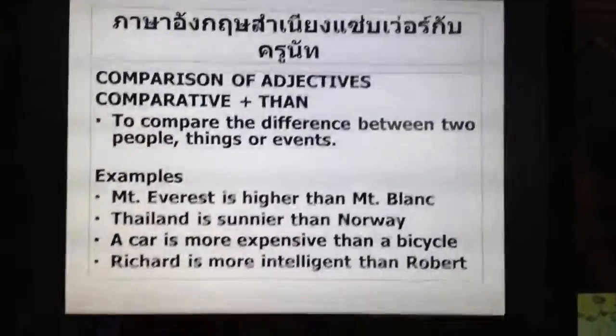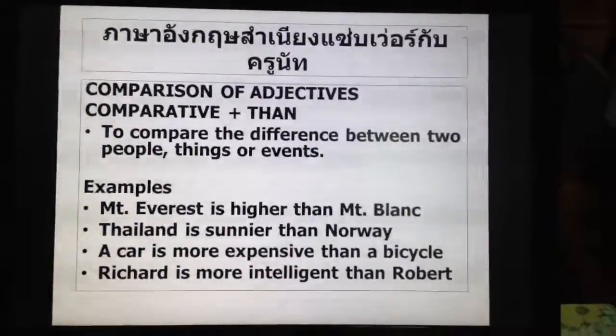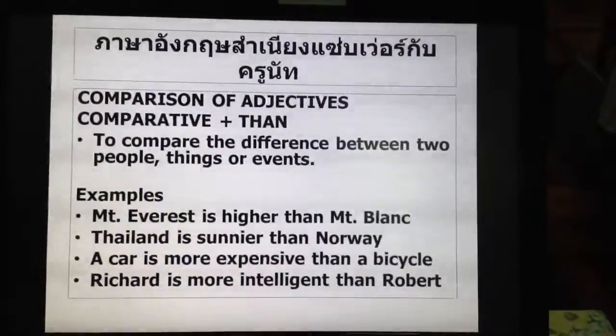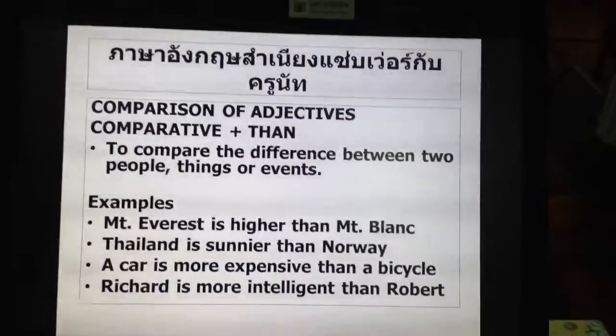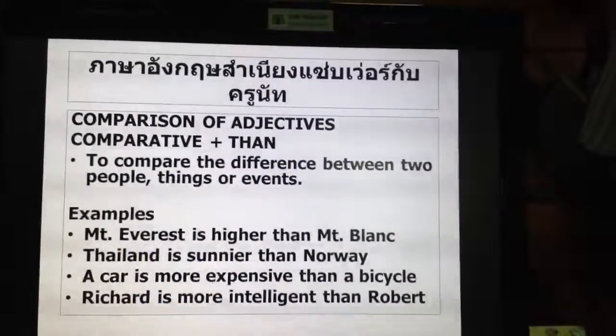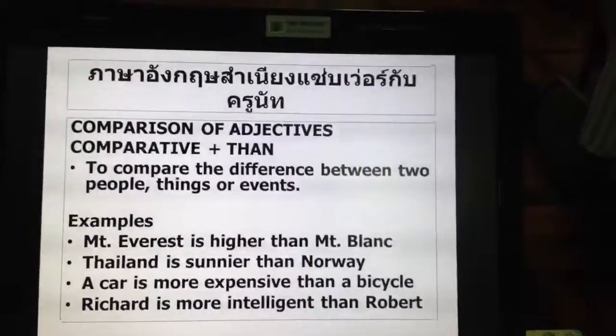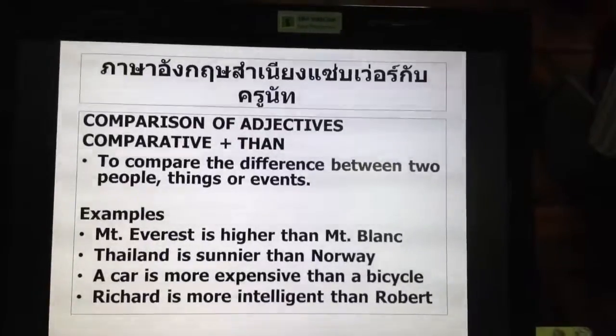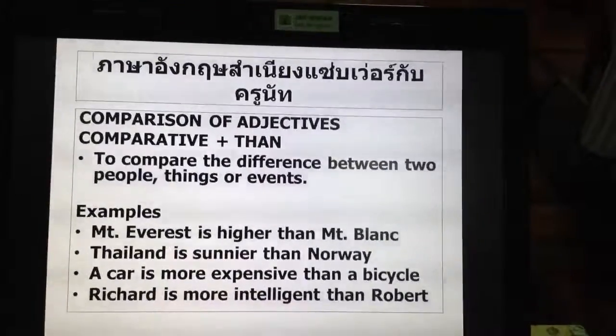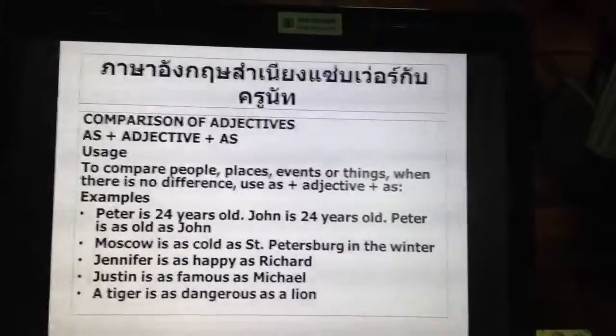Comparative of adjectives: comparative plus than. To compare the differences between two people, things, or events. Example: Mount Everest is higher than Mont Blanc. Thailand is sunnier than Norway. A car is more expensive than a bicycle. Richard is more intelligent than Robert.